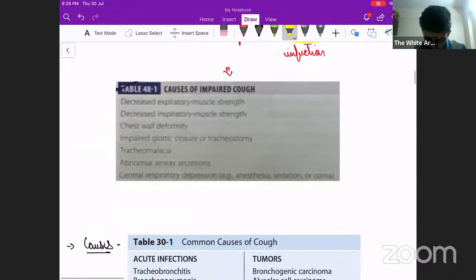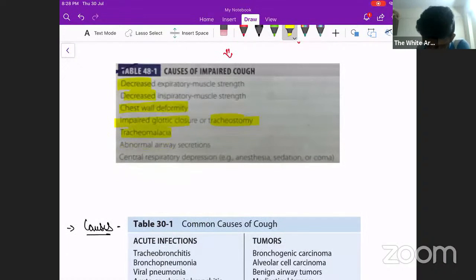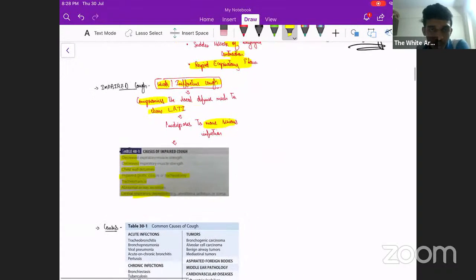So what can be the causes for this? Decreased expiratory muscle strength due to any cause like GBS, all those things. Decreased inspiratory muscle strength, chest wall deformity, impaired glottic closure, or any procedure like tracheostomy, tracheomalacia secondary to ET tube insertion, anything involving intubation that would have caused tracheomalacia, abnormal airway secretions, and central CNS depression. So these can be the causes for impaired cough.